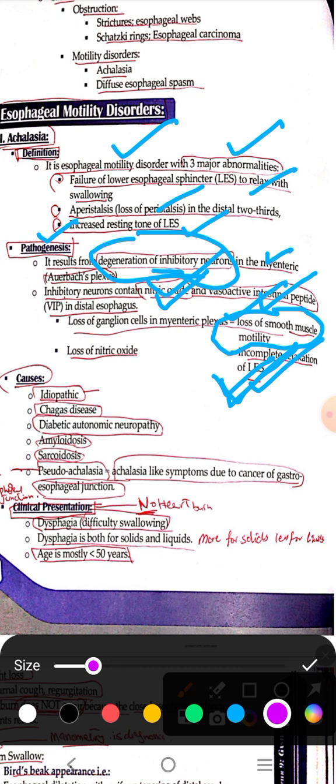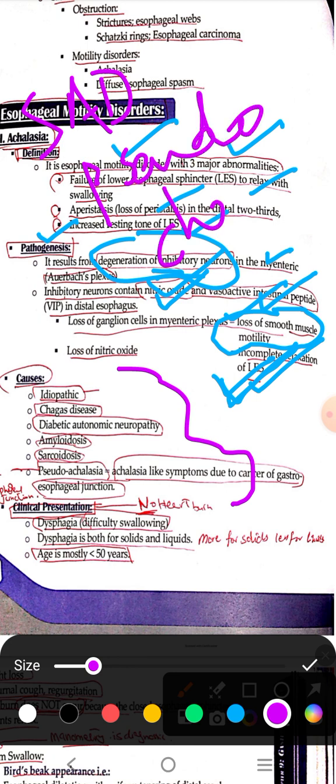Achalasia has mainly two types of causes, and we classify them into primary and secondary causes. Primary causes include any dysfunction of the esophagus itself, but here are written some secondary causes. You can remember them by the mnemonic SAD, pseudo, Chagas. Chagas is mainly pronounced as Shagus disease. Remember that Shagus is a person, just for your mnemonic.